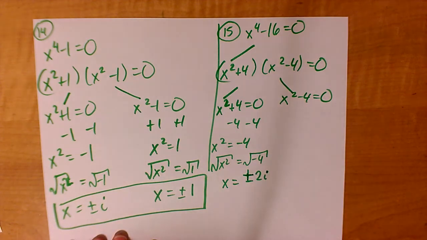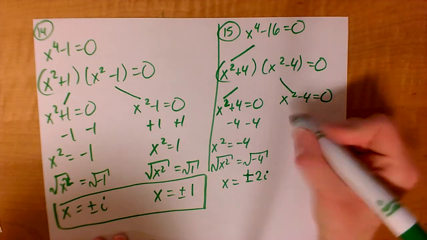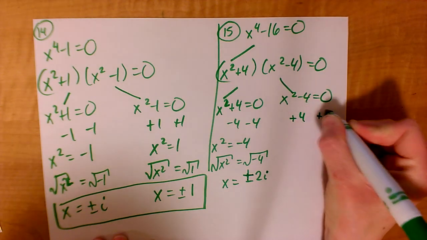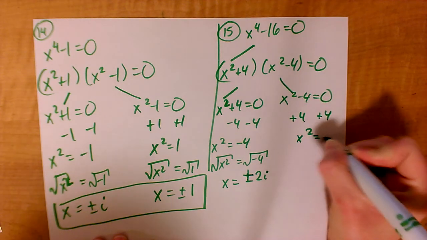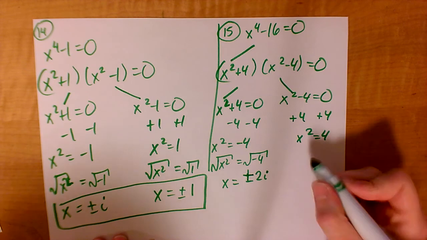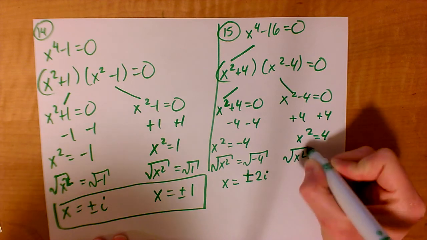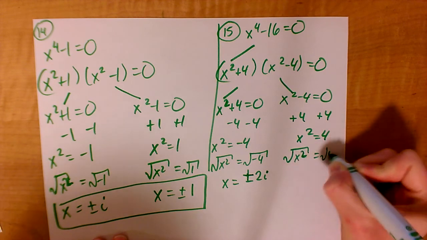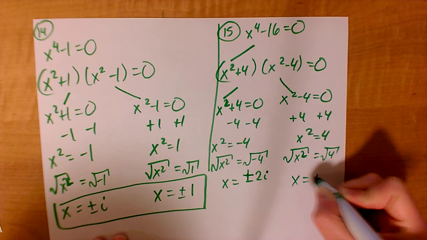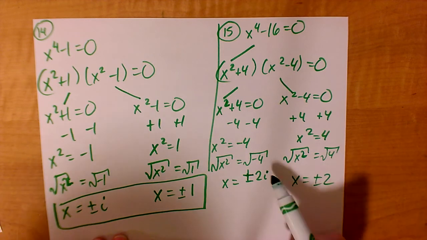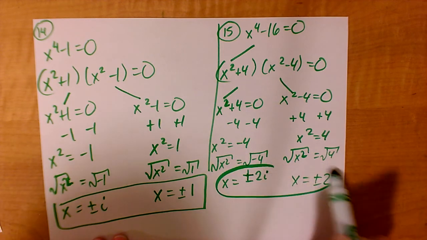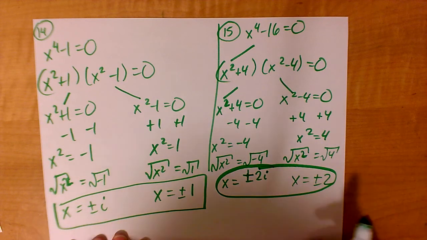Because the square root of negative 4 is an i, or 2i. And then on the right side, I can add 4, so I get x squared equals 4. Take the square root of both sides, and I get x is plus or minus 2. So your solutions, plus or minus 2i and plus or minus 2.